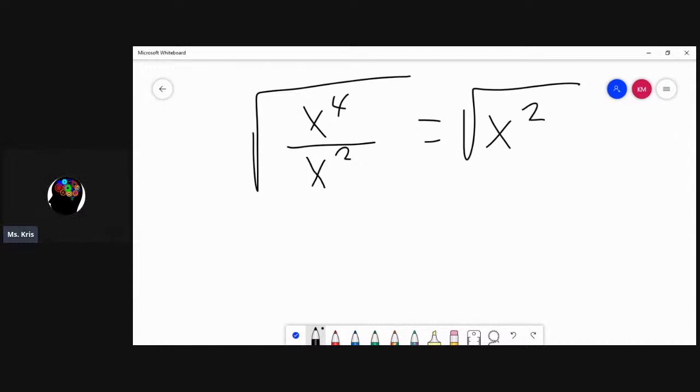Why? Because x to the 4th over x to the 2nd can be written as x to the 4 minus 2. That's how I got the square root of x to the 2nd, or x squared. So once I find that answer, then of course the square root of x squared, the square and the root cancel, and my answer is x.